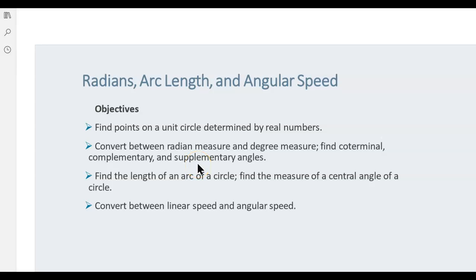In this video, we will be looking at some of the applications for trigonometric functions, specifically angular speed and also linear speed. To start that conversation, we will talk about radians versus degrees and then arc length.